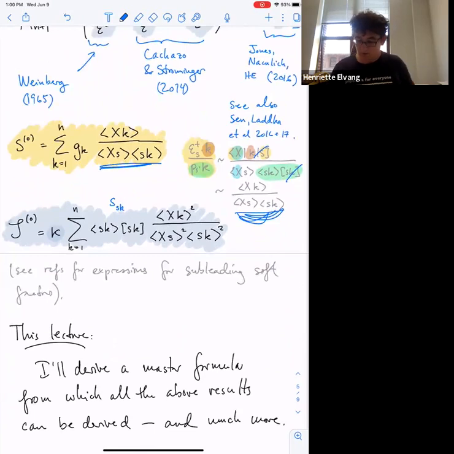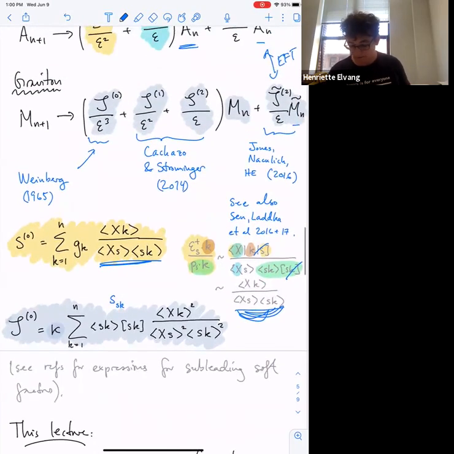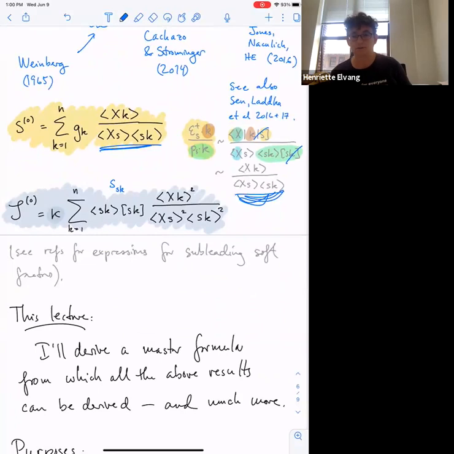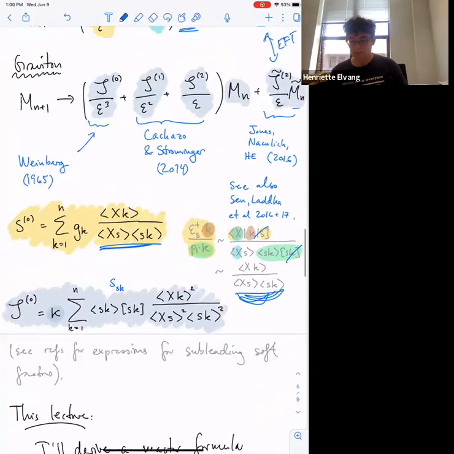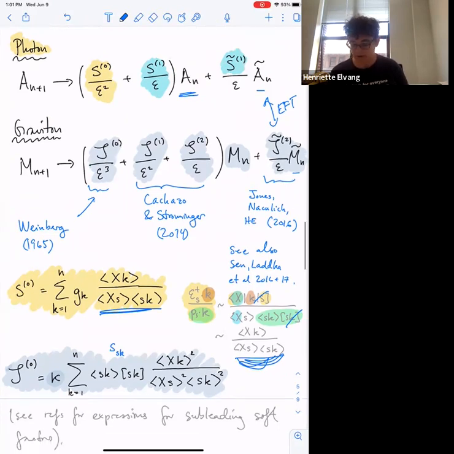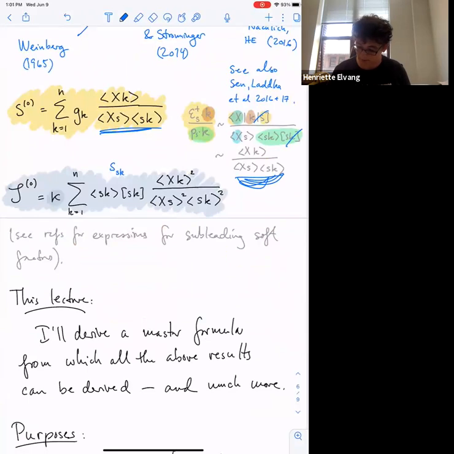Okay, so there are also, in the reference that I give you, expressions for these subleading factors, but we won't need them for today. So the goal of the lectures today is to derive a master formula from which all the results above can be derived, all these soft theorems, as well as soft theorems for other particles. In particular, any kind of divergent soft theorem in any context of effective field theory in 4 dimensions can be derived from that master formula. So it's a 4D master formula.